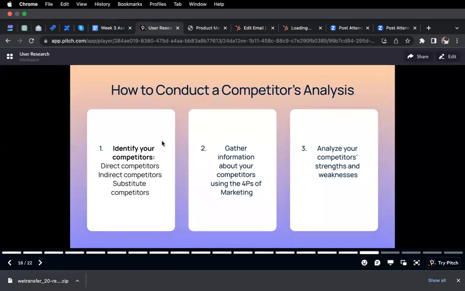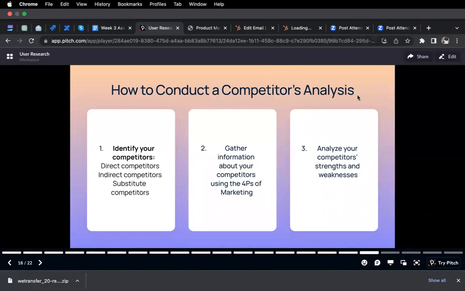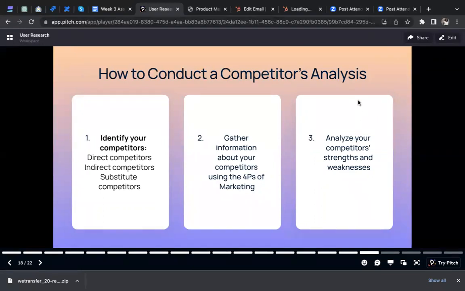Now, ladies, let's not leave the men behind. Let's bring it down to food and Chowdeck. You know I love food already. Who is a direct competitor of Chowdeck in Lagos? Jumia Food, Bolt Food, Glovo, Food Court.